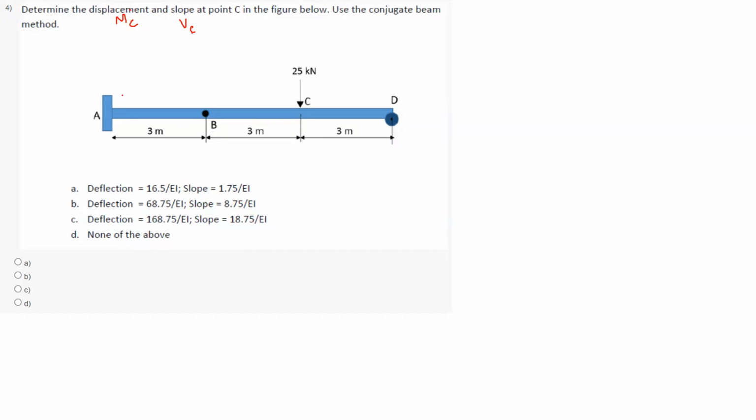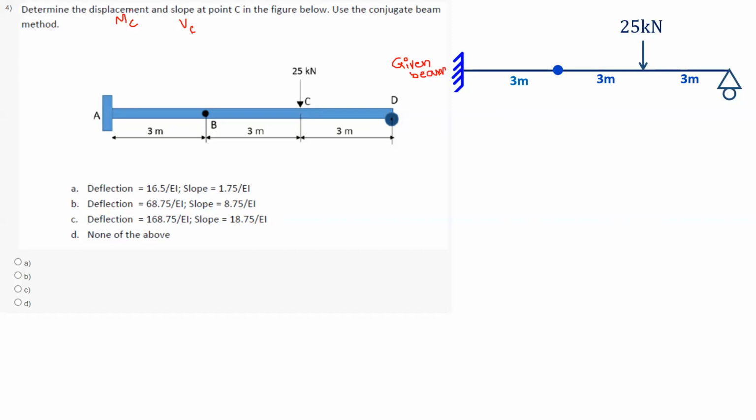Now this is the conjugate beam. Sorry, this is the given beam. So I will mark it as the given beam. Now you can see the fixed support becomes free, that we know. So this is free. Then we have B, A, C and D. Now at B we have an internal hinge, so it becomes a continuous support, and at D we have a roller, so it becomes a roller.